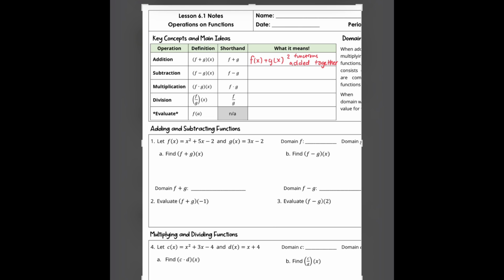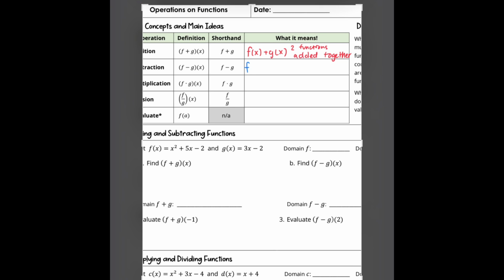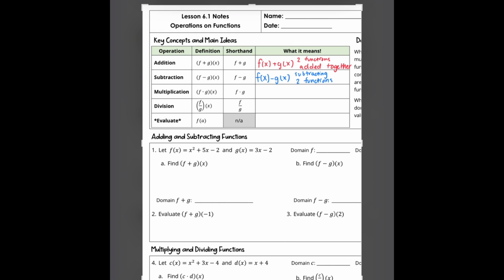And just like before, with addition, subtraction is similar. You're going to subtract the two functions. And of course, pay special attention to the order here, because order does matter with subtraction. And of course, when you plug the expressions in for these functions, make sure that you're distributing that negative sign. Okay, that does affect things.